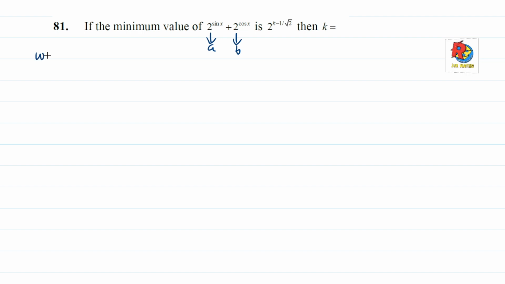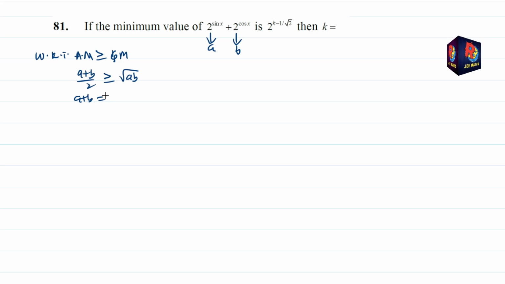We know that AM is greater than or equal to GM. AM means a plus b by 2, GM means root ab. So a plus b is greater than or equal to 2 root ab. Now we need to substitute the value. If I substitute the value, 2 power sin x plus 2 power cos x is greater than or equal to 2 into root over 2 power sin x into 2 power cos x.